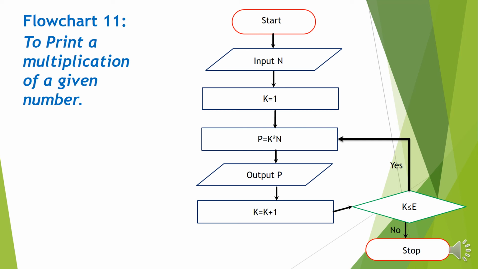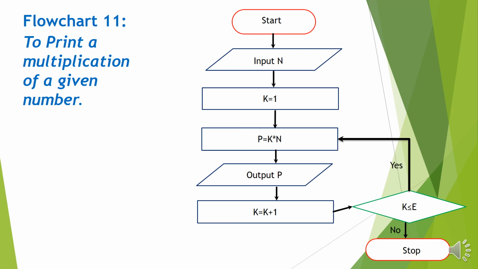Like in the first step, you know that 5 ones are 5. In the next step, we are increasing the value of k by 1, and then we are checking the value of k against 12. If the value of k is less than 12, then we will move to the yes path. In the yes path, we are again multiplying n with k.